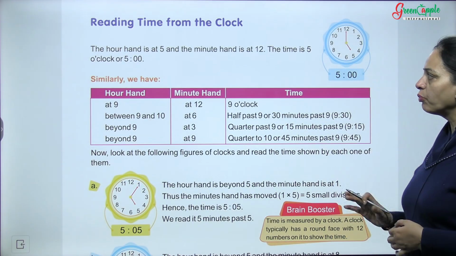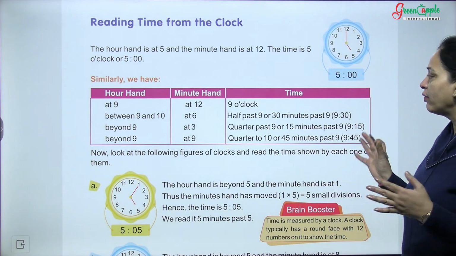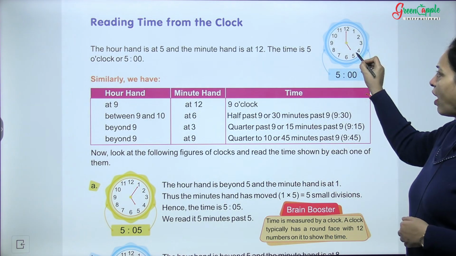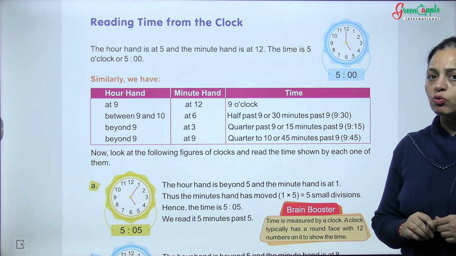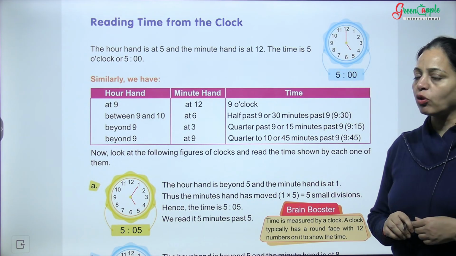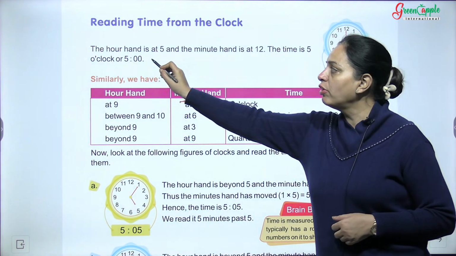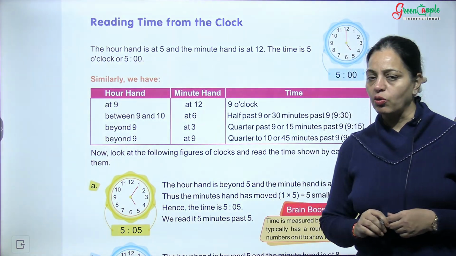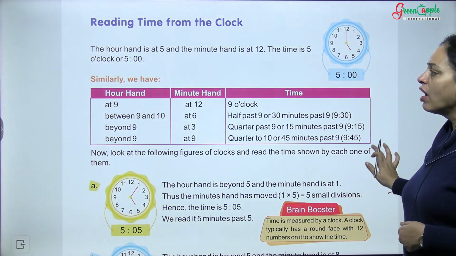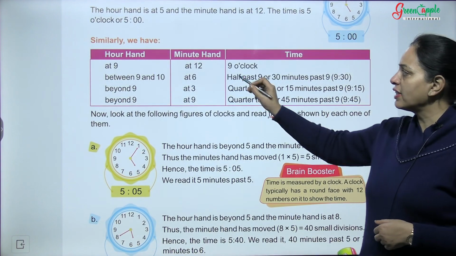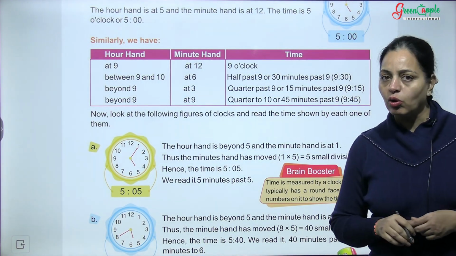Now reading time from the clock. See how we can read it. The hour hand is at 5 and the minute hand is at 12. So what is the time? Time is 5 o'clock, and how can we write it? 5:00. Similarly, we have the hour hand at 9, minute hand at 12. So time is 9 o'clock.